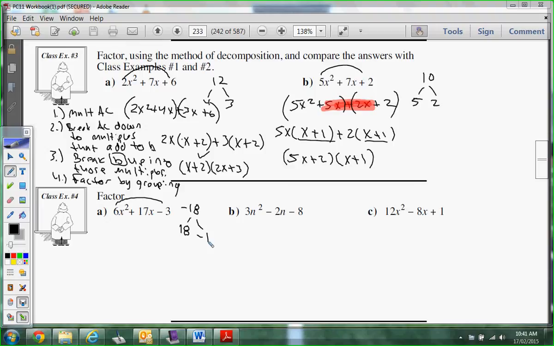18, where would you put that next to, the 6 or the 3? Doesn't really matter, but your preference. Okay, 6x squared plus 18x minus 1x minus 3. Okay, and then Carson, what do we do now? We group them, good. So group. Okay. Connor, what do they have in common here? 6x, so that gives me x plus 3. And what do they have in common in this one?